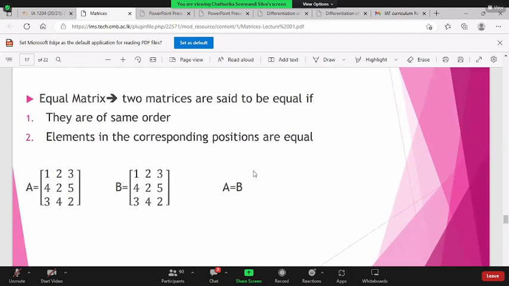Equal matrices. I'm sure that you have learned equal matrices under basic maths. How to check the equality of two matrices. So the first thing is they should be in the same order.